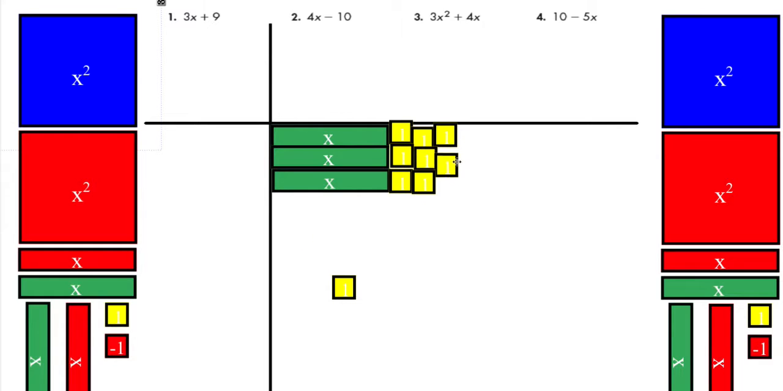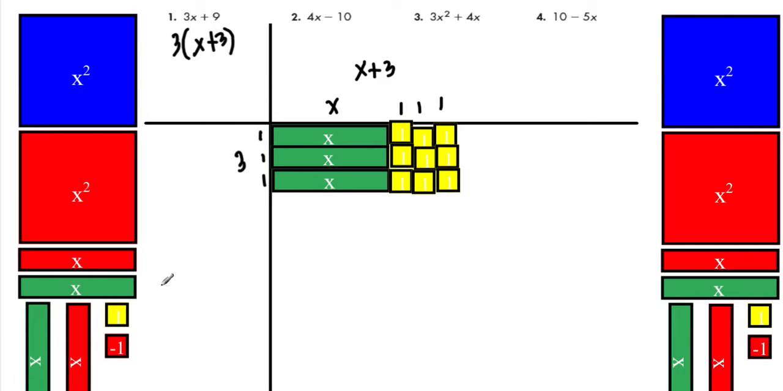I'll make it as close to a rectangle as possible. Yeah, that's close enough. If you notice, in this particular arrangement, the width is 3 units, because that's 1, 1, and 1. And this one is x plus 3: 1, 2, 3. So the factored form of 3x plus 9 would be 3 times the quantity x plus 3.